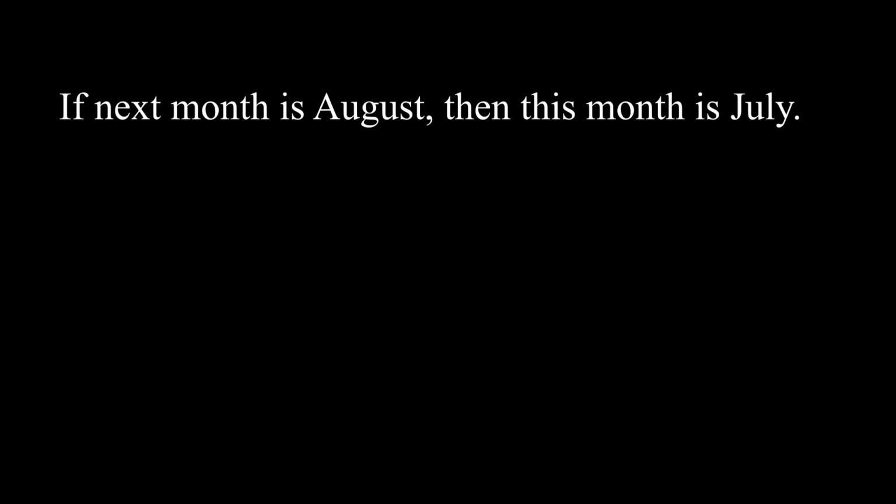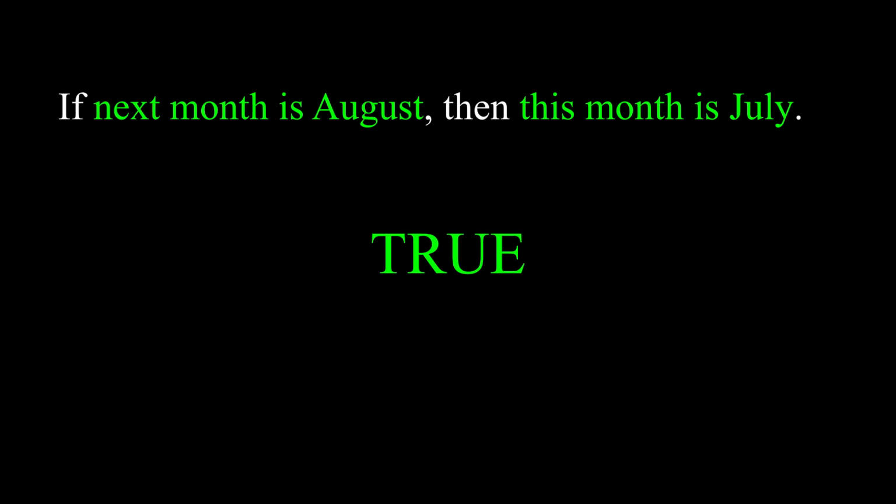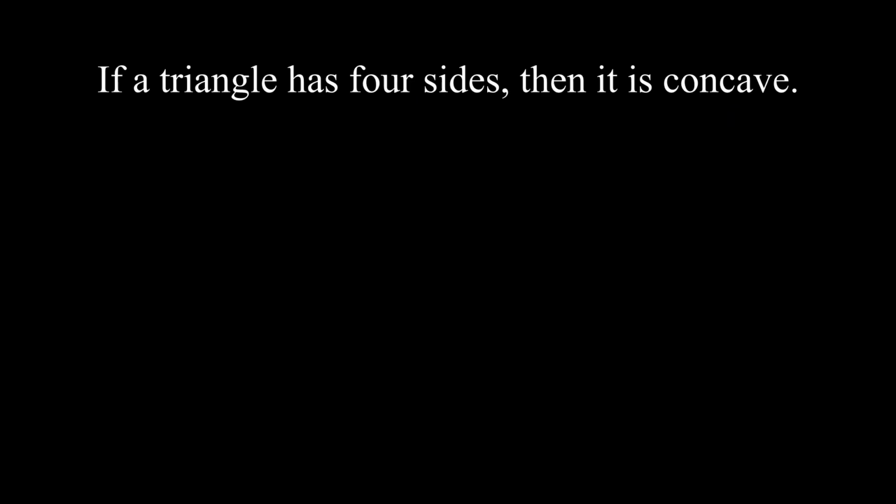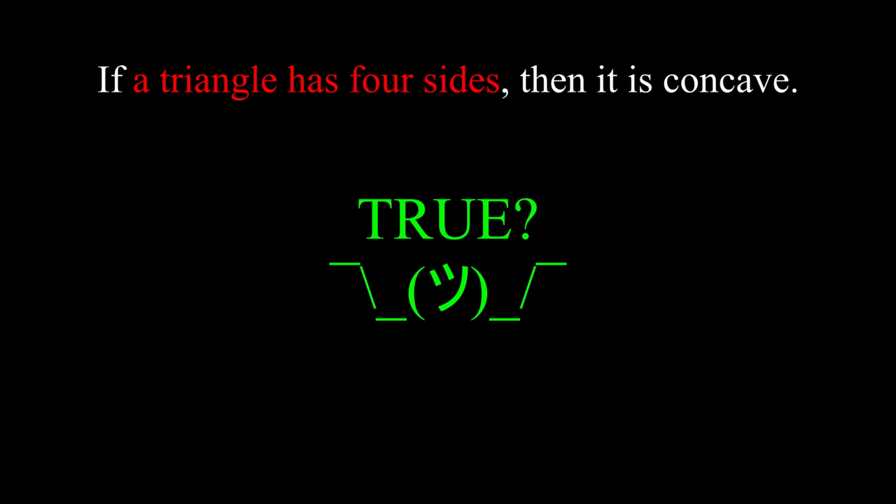If next month is August, then this month is July. When the hypothesis is true, the conclusion is also true, since August is the month that follows July. So in this case, the conditional statement is true. If a triangle has 4 sides, then it is concave. Well, the hypothesis is false, since a triangle can never have 4 sides. A conditional with a false hypothesis is always considered true simply because it doesn't make any sense.